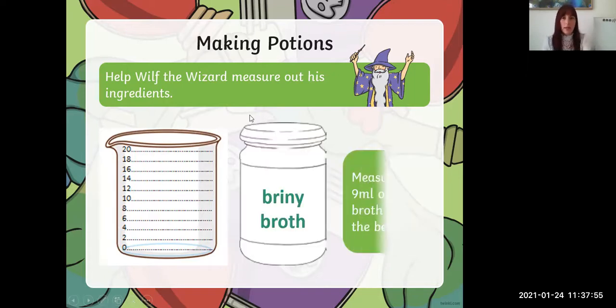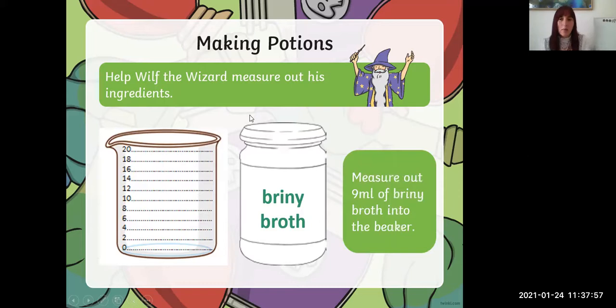Briny broth. This time, yes, measure out 9 millilitres of briny broth. Now, if we're counting in twos, is there a 9 labelled on our beaker? Let's have a look. 2, 4, 6, 8, 10. The 9's missing. Where would the 9 go? Where should it be? Have a think.